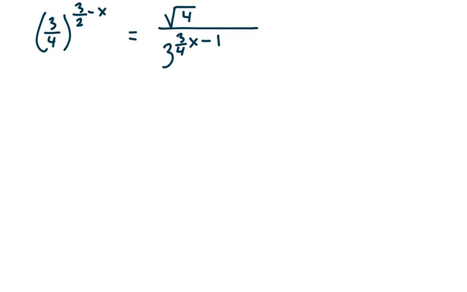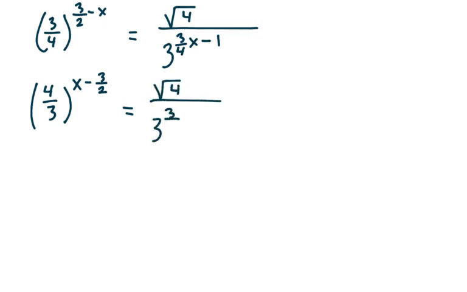Now, notice here, two things. I'm going to swap places again. So I'm going to go 4/3, and I'm going to change signs. So it's going to be x minus 3/2. And then I get square root of 4 divided by 3 to the 3/4 x minus 1.